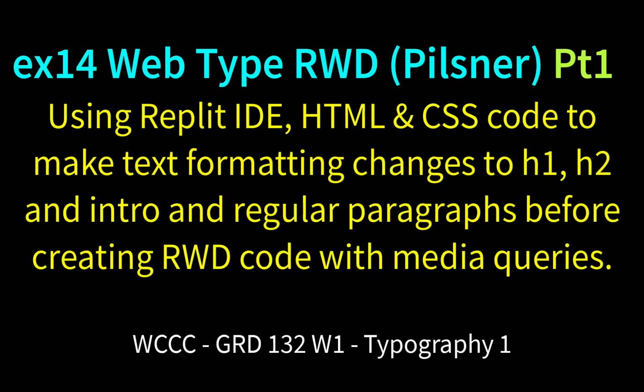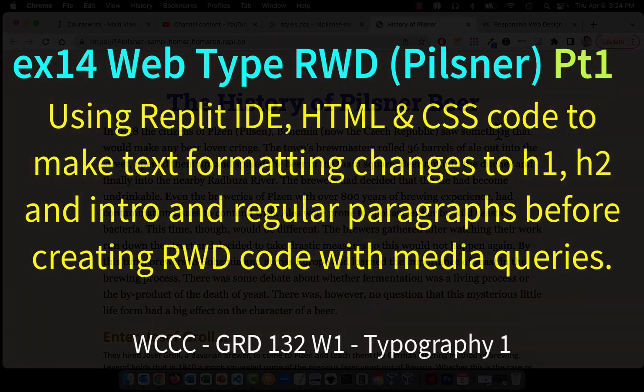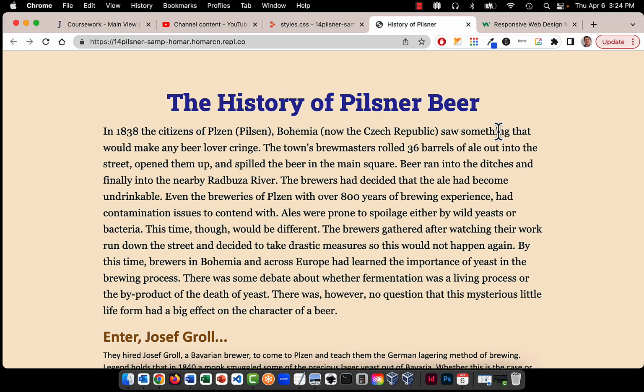Welcome GRD 132, Typography 1 to exercise 14, and this is going to be RWD, Responsive Web Design, and we're going to do this with our Pilsner article that we worked on in exercise 13 when we were working with Web Type. So we're going to do one more thing with our Pilsner, and then we'll move on to something else. But all we're going to do with this is make some typography changes, and here's a sample, and we're just going to make this blue.